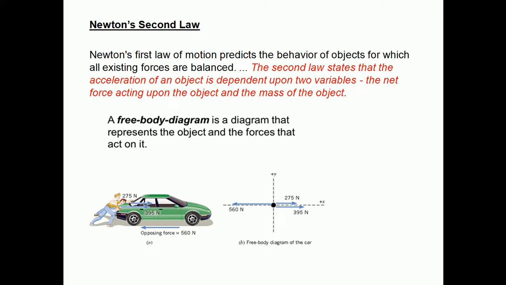We will say that a free body diagram is a diagram that represents the objects and the forces. In this case, you will see what force is applied. One person is applying a force of 275 Newton. The second is applying 395. So two are applying force, and then the opposite force is the 560 over here. Okay. So now this is the weight of this one. So the car will be moving. So this particular diagram we call the free body diagram.